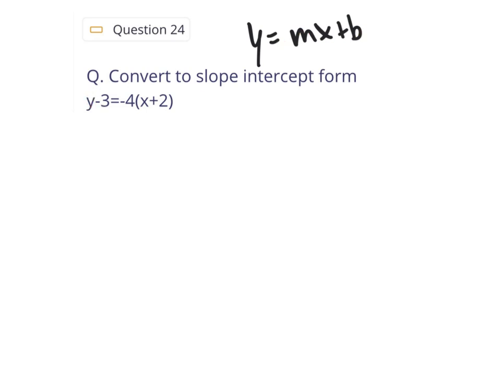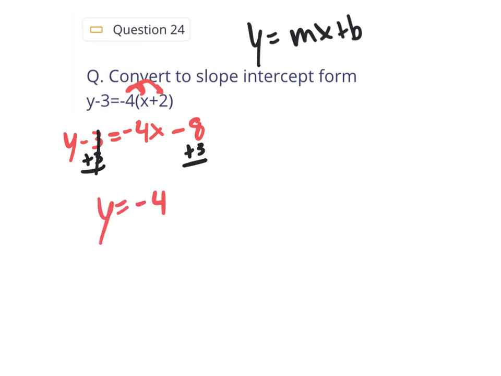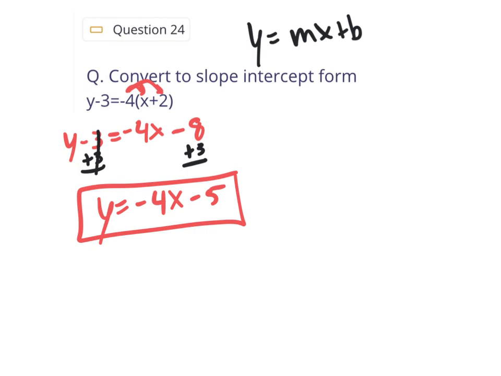And you don't see any parentheses over here, do you? Right here we see parentheses. We need to get rid of those parentheses. So to get rid of those parentheses, we're going to distribute -4 times x, it's -4x. -4 times 2 is -8. Bring down the equal sign, bring down the y, the minus the 3. Now let's get that y by itself by adding 3 and adding 3. Of course, you will have y equals -4x, and -8 plus 3 is -5. There's your answer to question number 24.